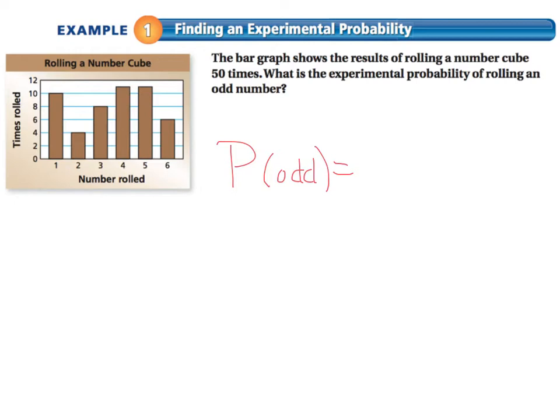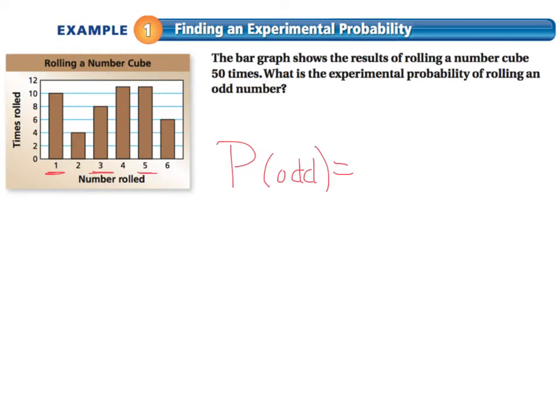So how many times does an odd number occur? Now remember, this is not actually figuring out 1/2. You don't look at this and say, oh, well, there are 6 numbers, 3 of them are odd, so therefore it's 3/6, which is 1/2. So I want to know how many times did it actually occur? Well, it occurred 29 times.